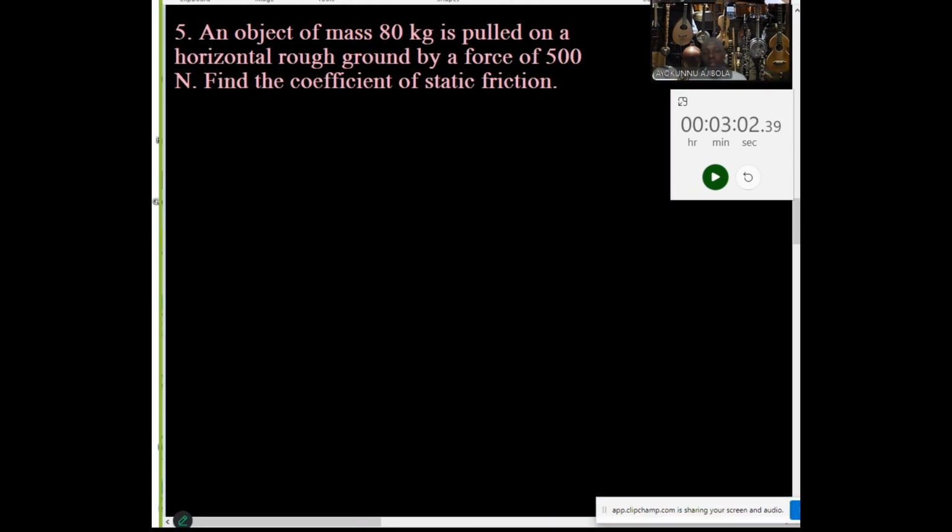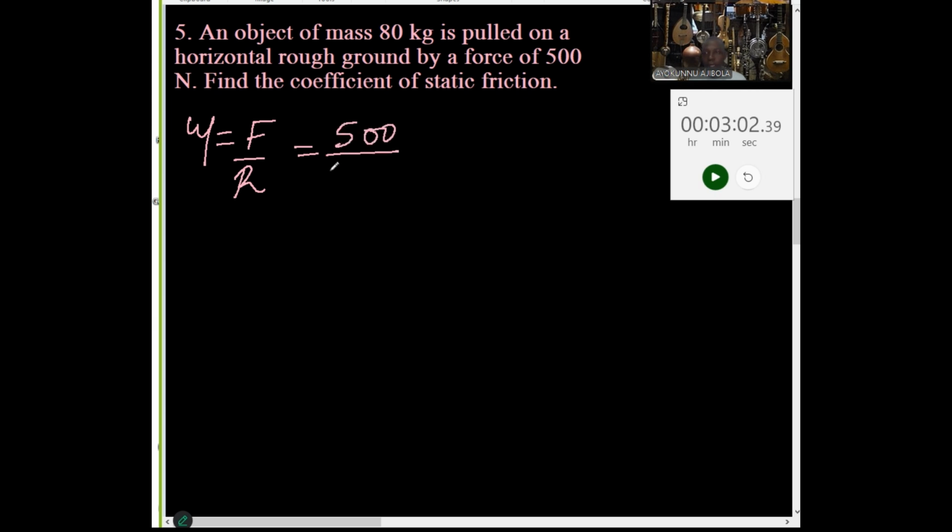The question says that an object of mass 80 kilogram is pulled on a horizontal rough ground by a force of 500 Newton. Find the coefficient of static friction. We have used the formula today, which says mu equals F over R, and F is 500, and R is mg, which is 80 times 10. So do this and tell me your answer.